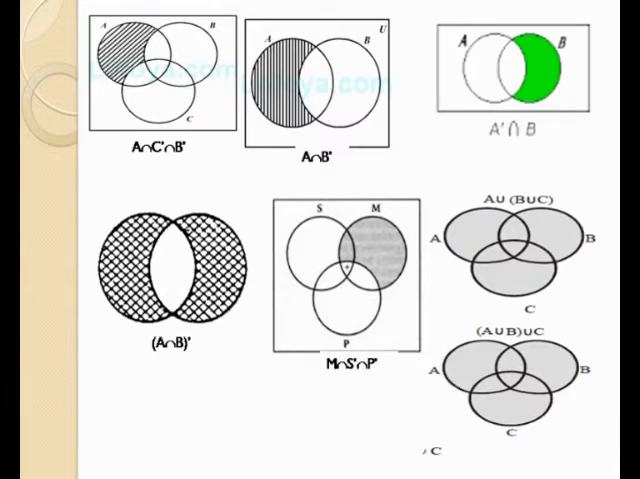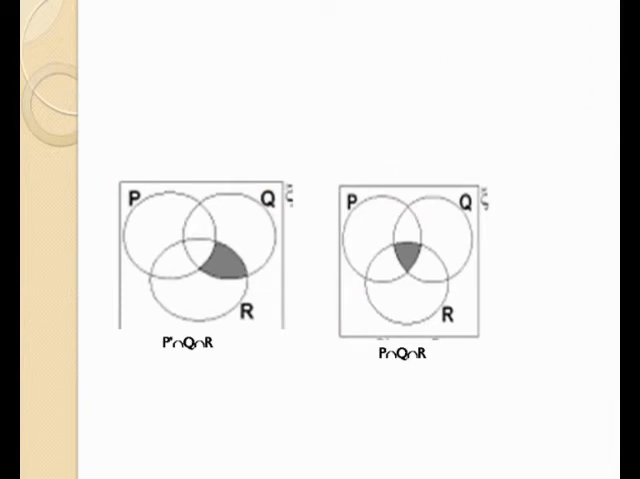That is, elements that belong to B and C, and also after we combine B and C together, also belong to A. That gives us all the three sets being shaded, which is also complementary to A union B in brackets union C. Then the next one is P complement intersection Q intersection R.